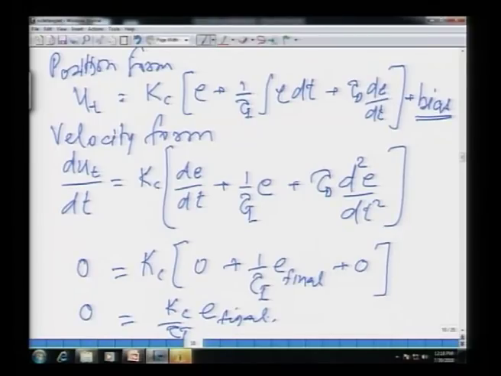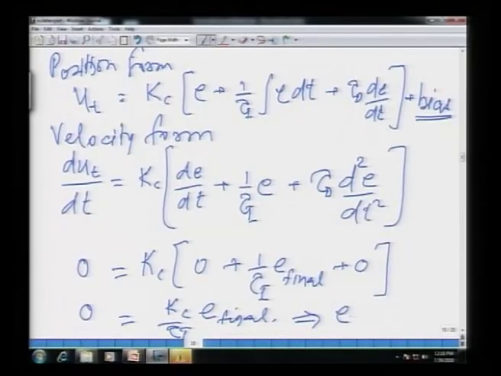For this equation to hold, for 0 to remain equal to 0, the left hand side is 0, so the right hand side should also be 0. For the right hand side to be 0, E final must be equal to 0. What does this mean?